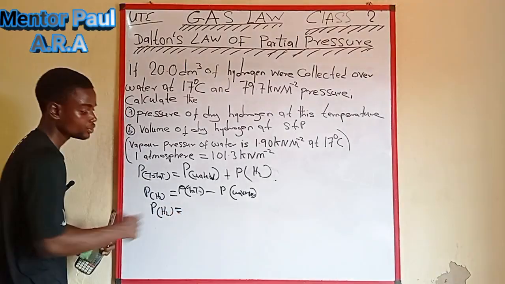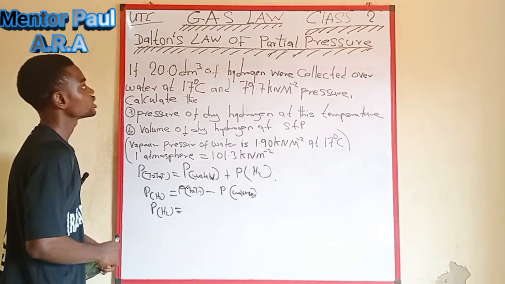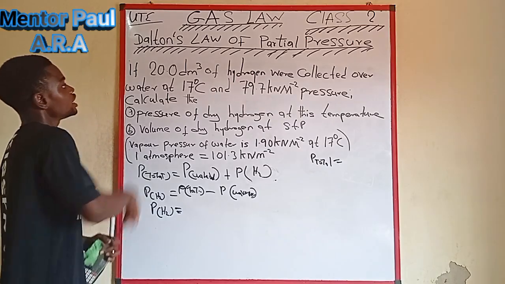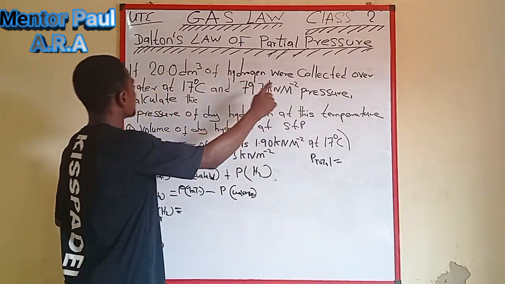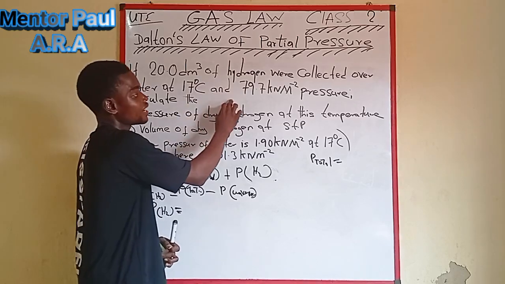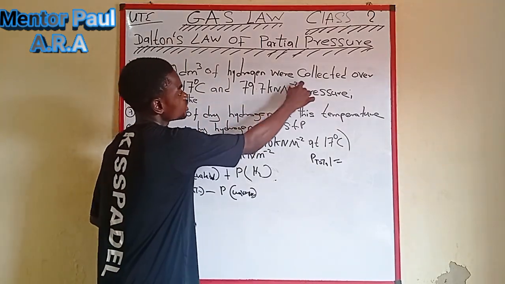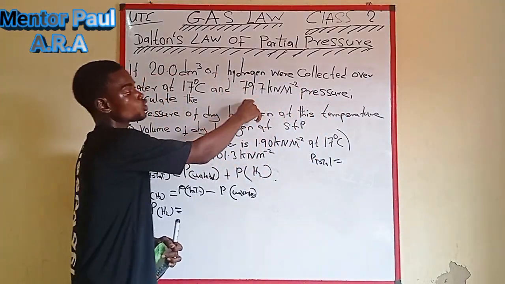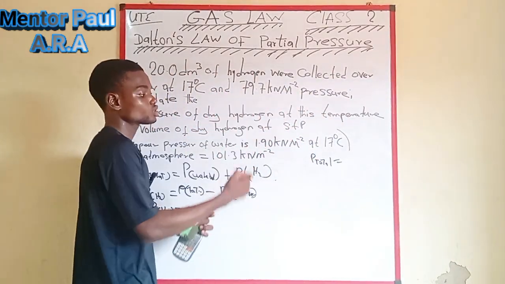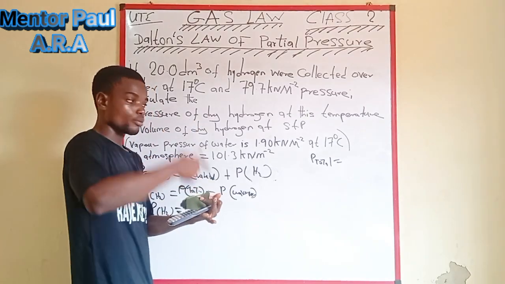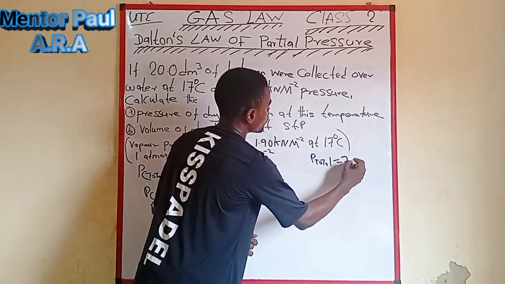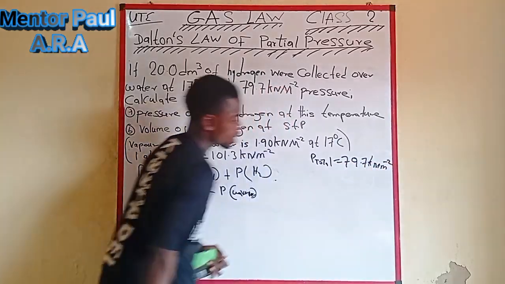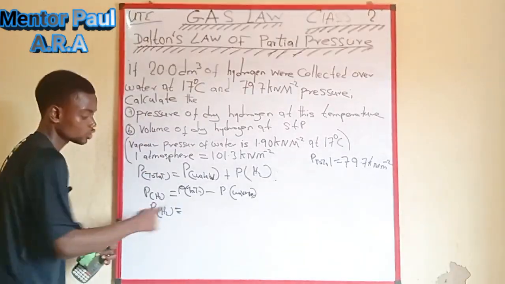Now this is equal to what? What is P total? Let's read this question again. P total equals what? If 20.0 dm³ of hydrogen is collected over water at 17 degrees Celsius and 79.7 kilonewton per meter square pressure. So this is the pressure exerted by the gas that was collected over water. This is the total pressure, and this total pressure contains the pressure of the gas and the water vapor. Are you getting me? So I'm going to put 79.7 kilonewton per meter square. That is the total pressure, which is what I'm looking for here.